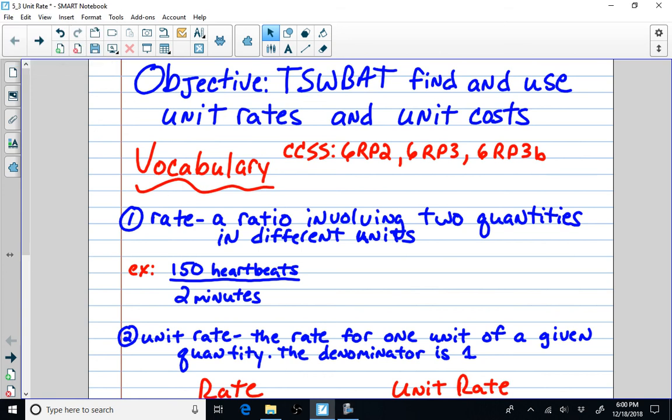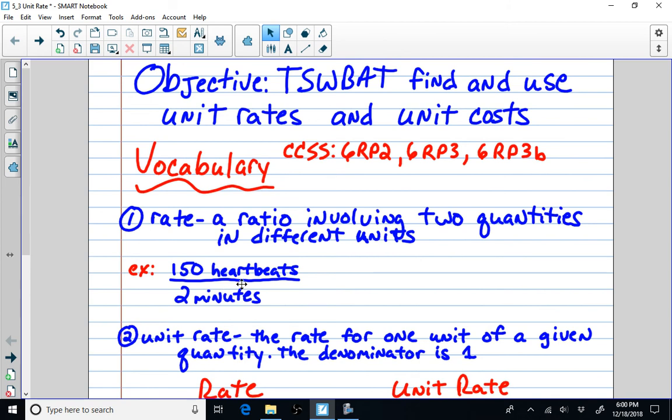Our lesson today is the student will be able to find and use unit rates and unit costs. A couple of vocabulary terms today. First, we have a rate. A rate is a ratio involving two quantities in different units. For example, 150 heartbeats in 2 minutes.